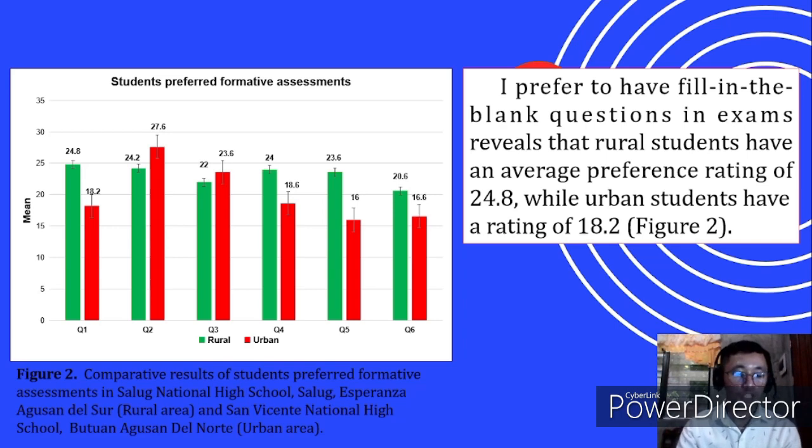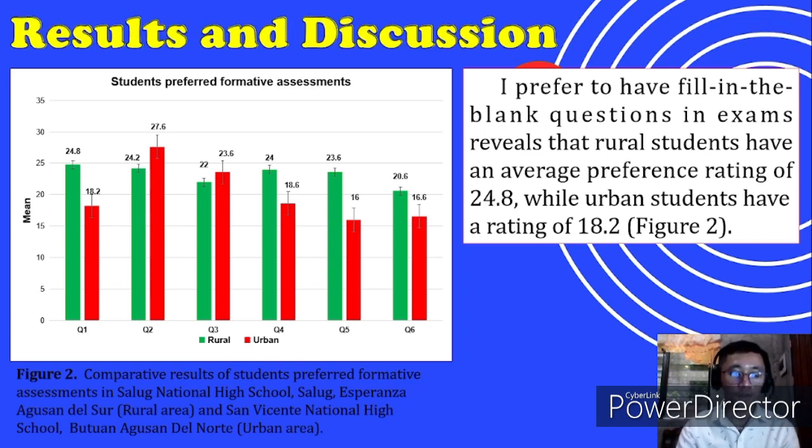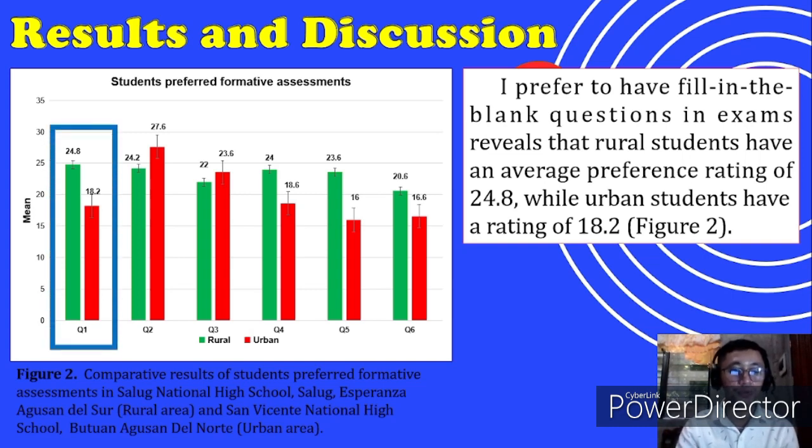Figure 2 shows comparative results of students' preferred formative assessment in both Salog National High School and San Vicente National High School. The result shows that in question 1, "I prefer to have fill-in-the-blank question exam," the rural students have an average preference rating of 24.8 while urban students have a rating of 18.2, as shown in Figure 2. This suggests that the rural students on average have a stronger preference for fill-in-the-blank questions compared to urban students.